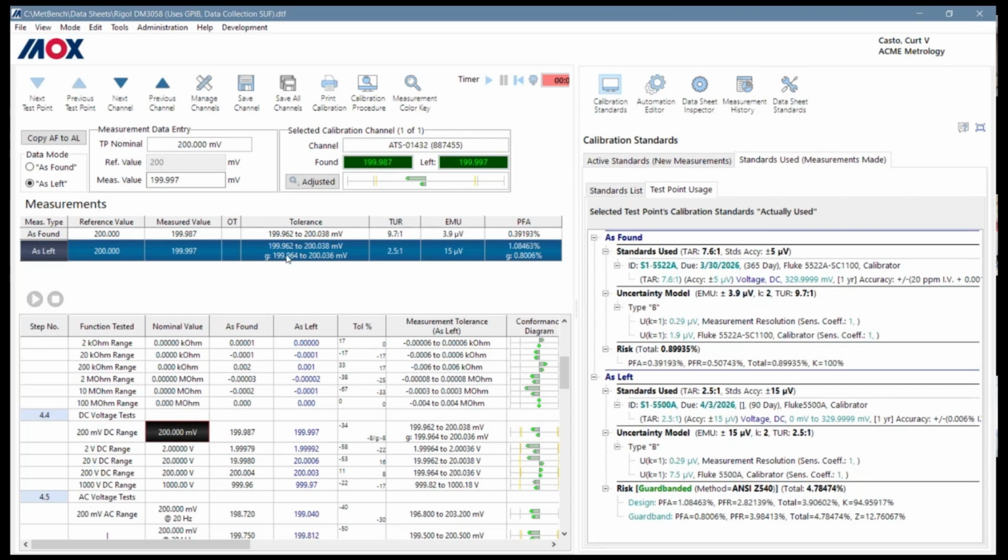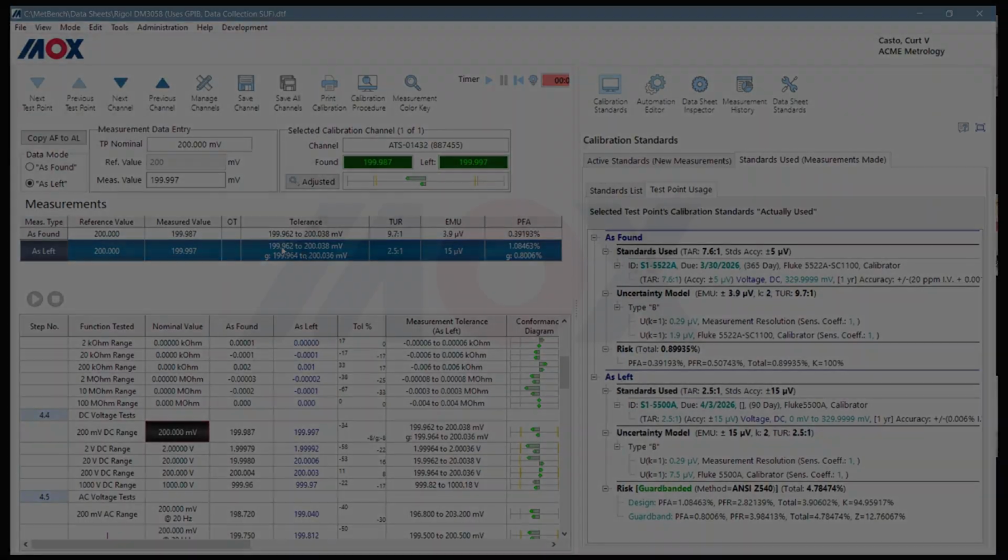And the third method is the RSS method, and that's used a lot by the DOE folks.